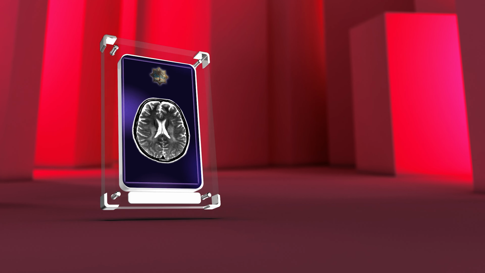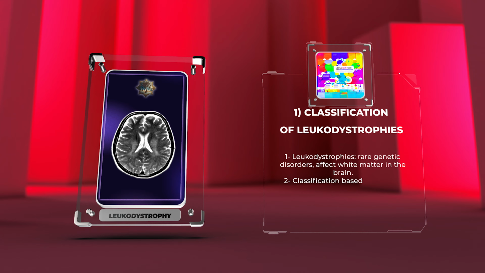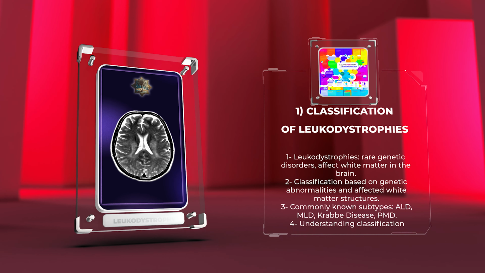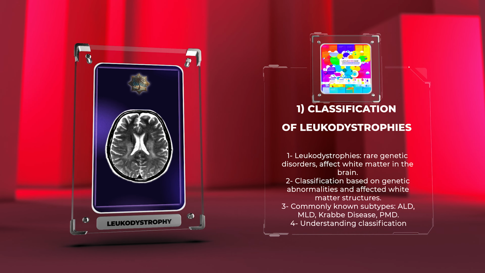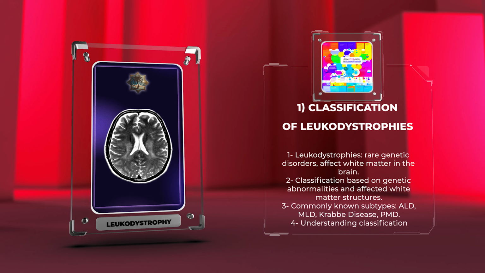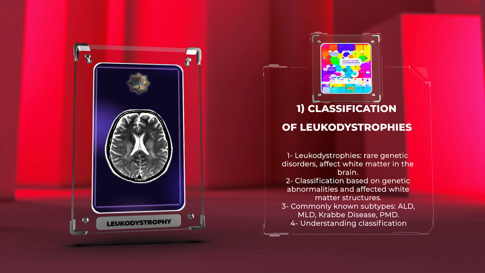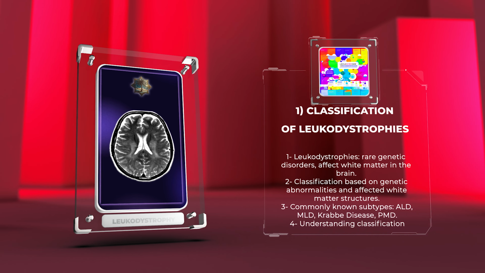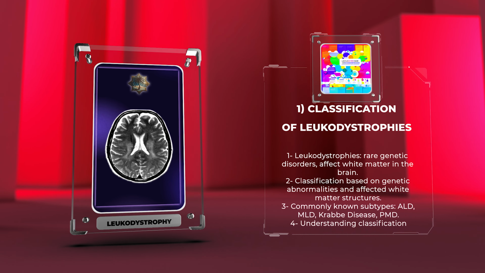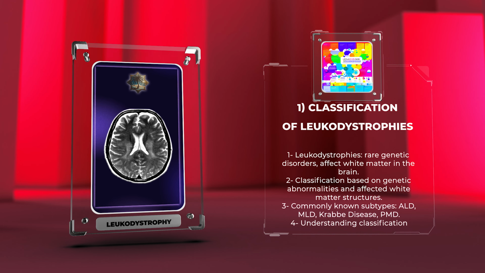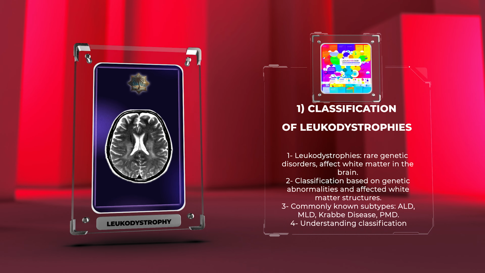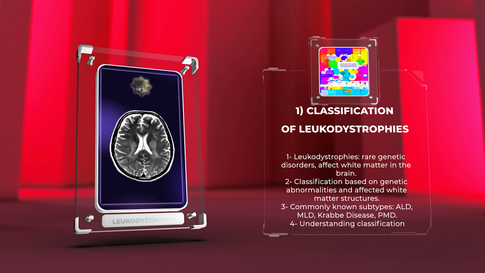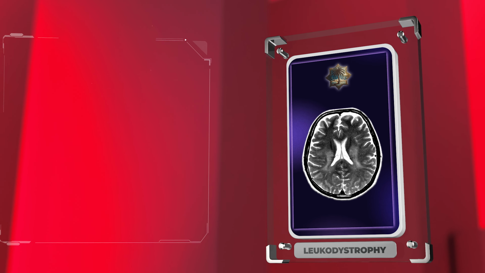Leukodystrophies, a group of rare genetic disorders affecting the white matter in the brain, can be classified based on the specific genetic abnormalities involved and the white matter structures affected. Some commonly known subtypes of leukodystrophies include adrenoleukodystrophy, ALD, metachromatic leukodystrophy, MLD, Krabbe disease, Pelizaeus-Merzbacher disease, PMD, and others. By understanding the classification of these disorders, healthcare professionals can better diagnose and manage these conditions, leading to improved patient outcomes.